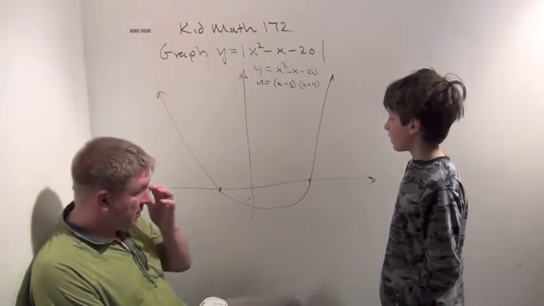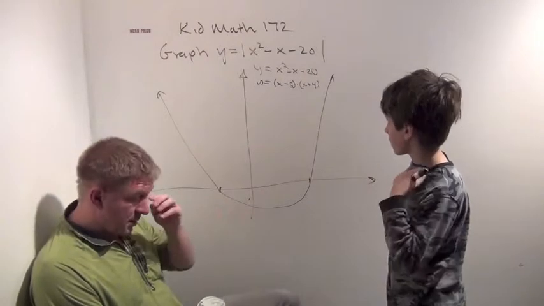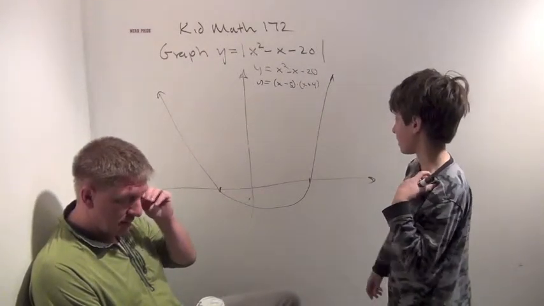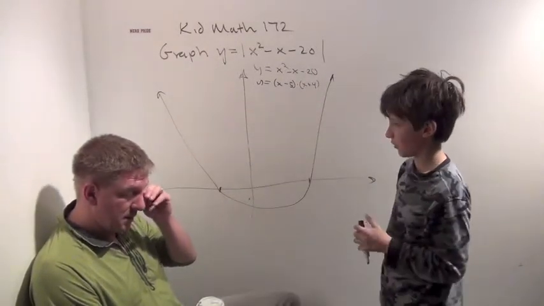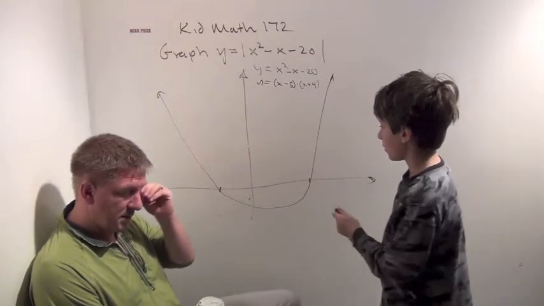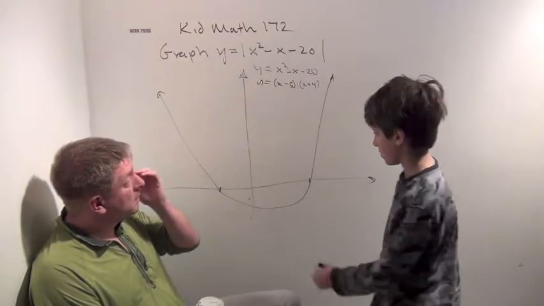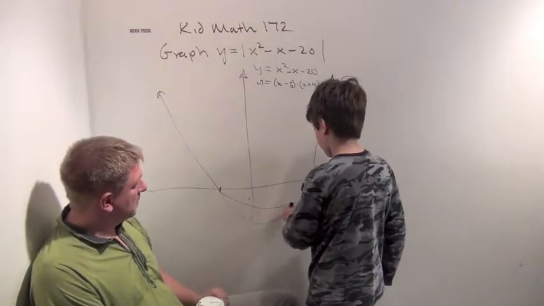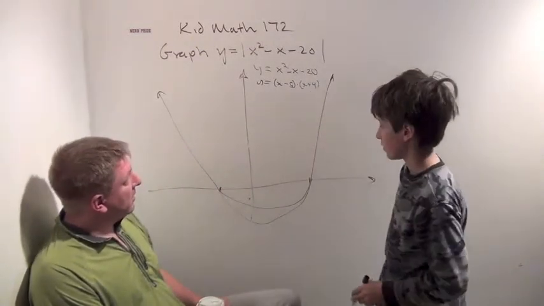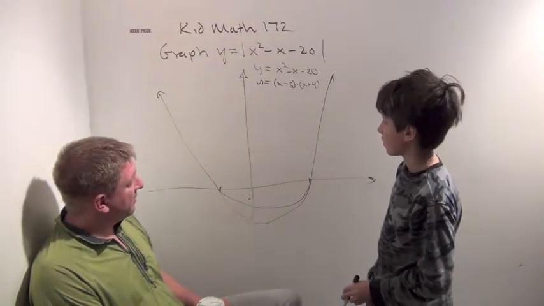Where's the minimum point going to be? Well, it's going to be the average of the two roots, which is what? Which is a half. So it should probably look more like that. Well, that's fine. And what is this thing at a half, approximately?